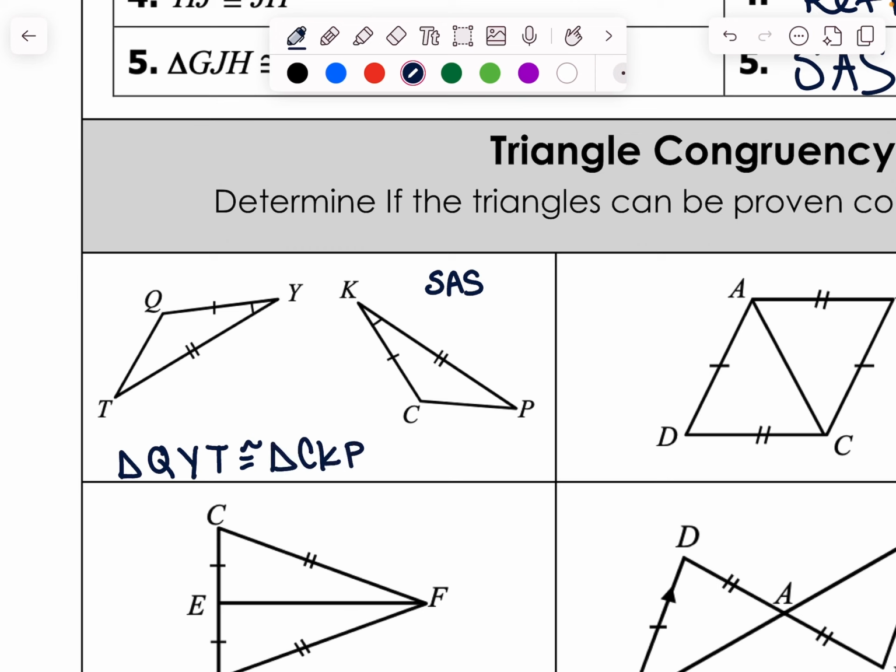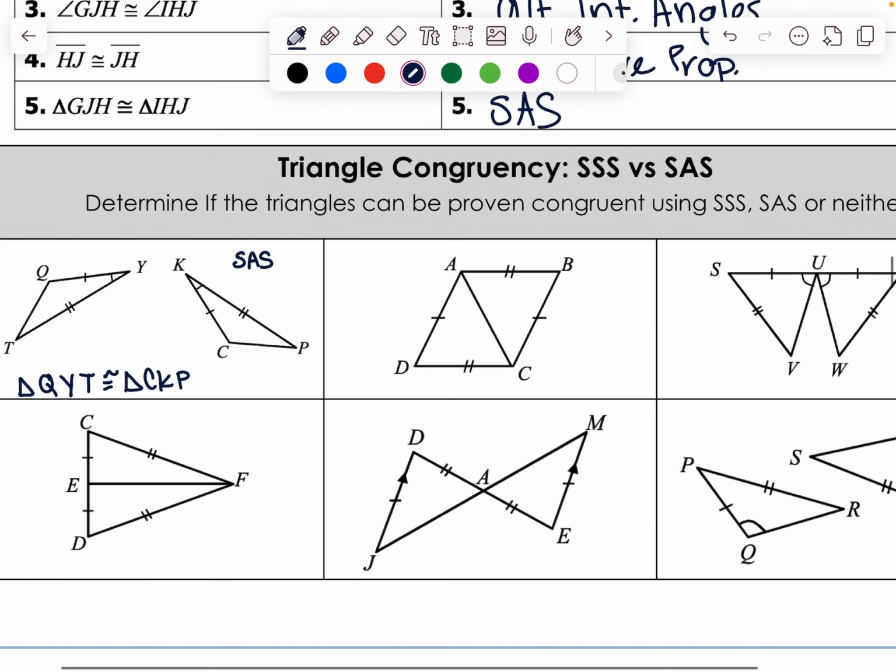So again, just make sure that your congruent sides are corresponding. The second one, all the sides are the same because of this reflexive property in the middle. And we would say triangle ACD is congruent to triangle ACB.